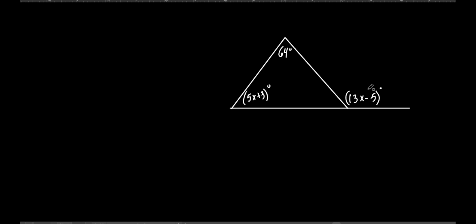So how do we set it up? It's set up perfect for us from what we just learned. We just finished learning it. So the exterior angle is equal to what? The sum of the two remote interior angles, correct? So which one's the exterior angle? That's it, 13x minus 5. And that's equal to what?